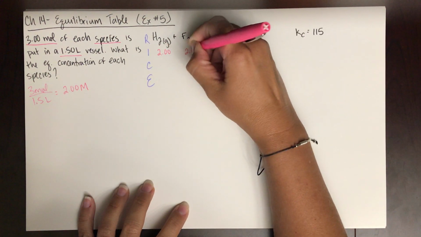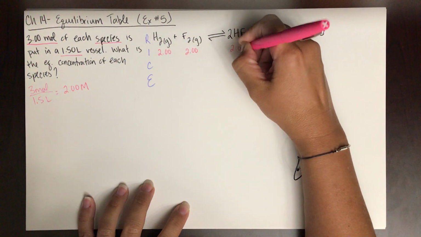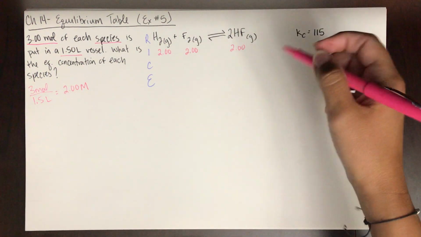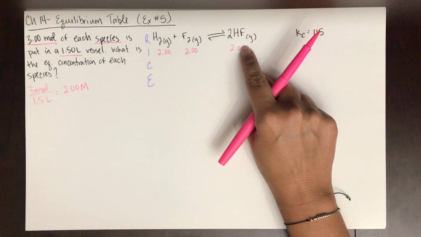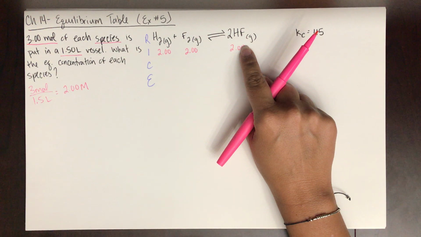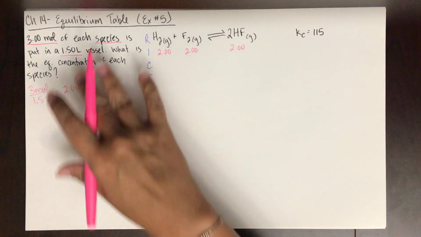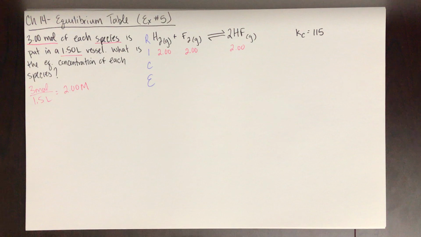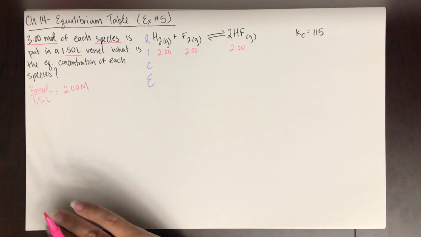2.00, 2.00, 2.00. So again, what's different about this problem is that we do start with an initial concentration of the product. So this is unique, different than the other ones. You just have to read the problem to see which of these techniques we're going to use. We're using the equilibrium table for all of them, but they all have a little bit different information.